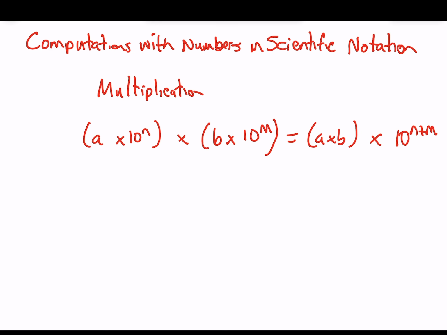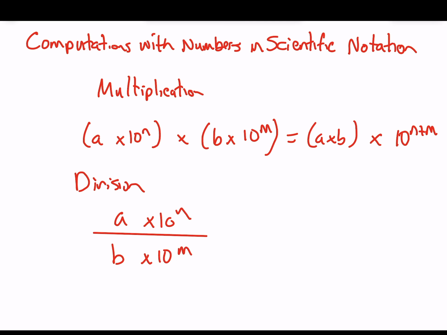Now be very careful when you're multiplying that this a times b is not greater than 10, because if it's greater than 10, you'll have to change the power of 10 here and move the decimal for this number. Okay, for division, we have a times 10 to the n divided by b times 10 to the m. Well, that's just a divided by b times 10 to the n minus m.